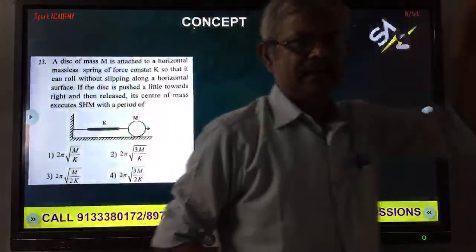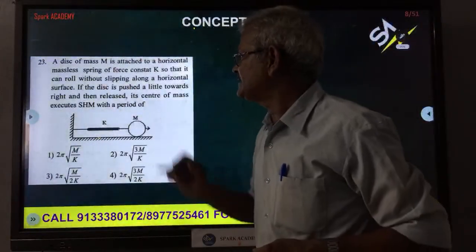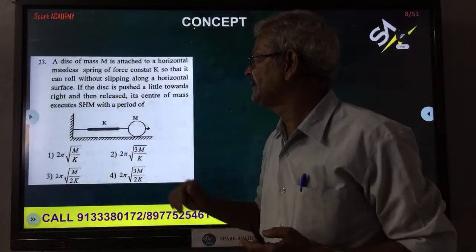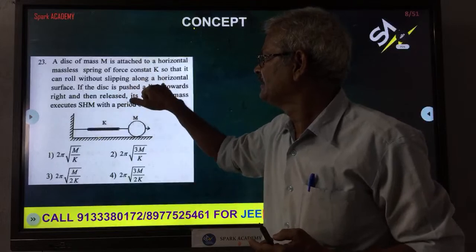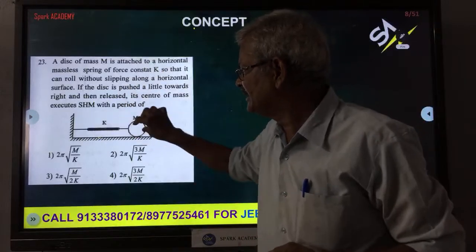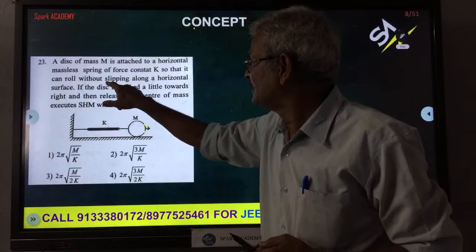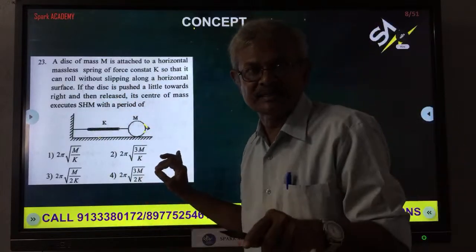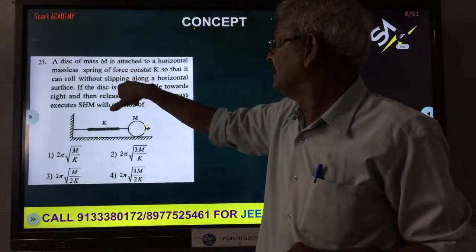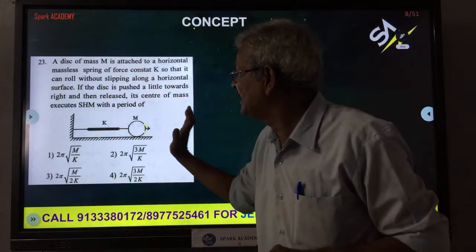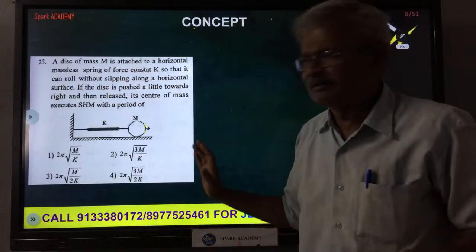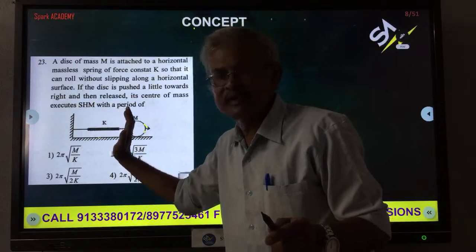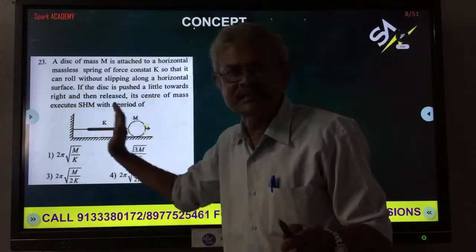Now, the next and final question is, a disc of mass m is attached to a horizontal massless spring of force constant k, so that it can roll without slipping. So it has both translation as well as rotation. Along the horizontal, if the disc is pushed a little to the right side or left side, no problem. Even if you push it so the spring compresses, it also oscillates.